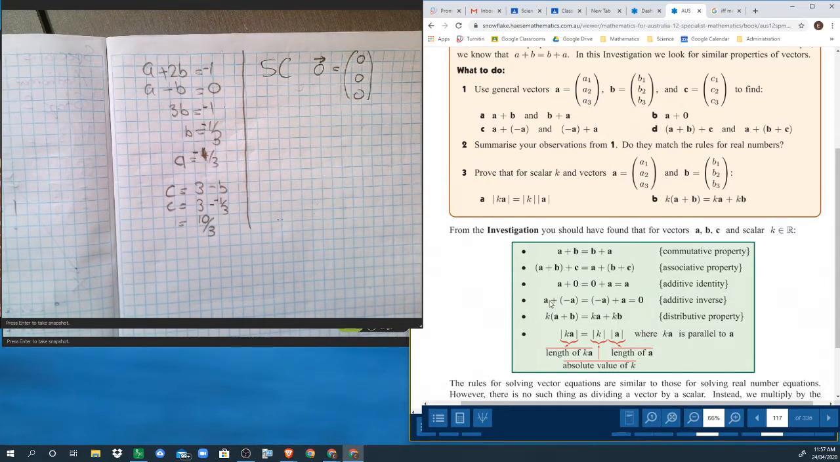There is an additive inverse, which is the negative vector. If you have the inverse of addition, you end up with 0.